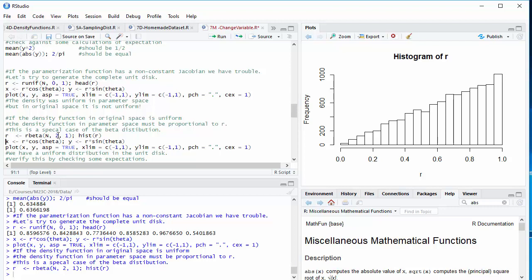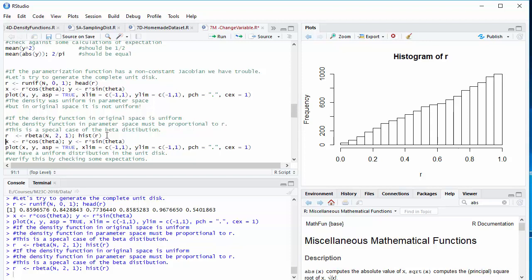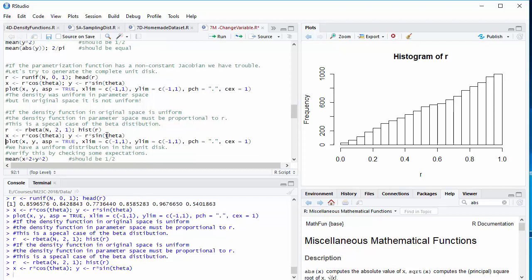The first parameter for the beta distribution is 1 plus the exponent on x. So this will give us something that's proportional to x to the first power and to 1 minus x to the 0th power. If we look at a histogram for that, it looks exactly the same as what we got before. And now we can generate points inside the unit disk using our parameterization function, r cos theta and r sine theta, giving x and y.